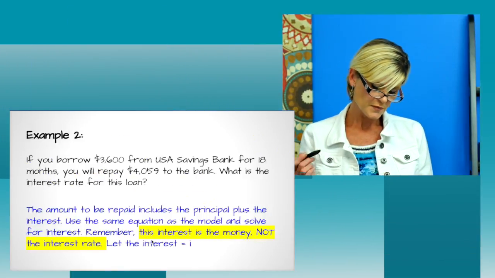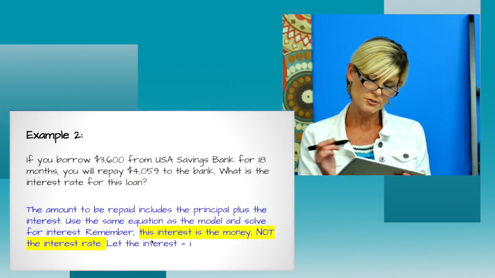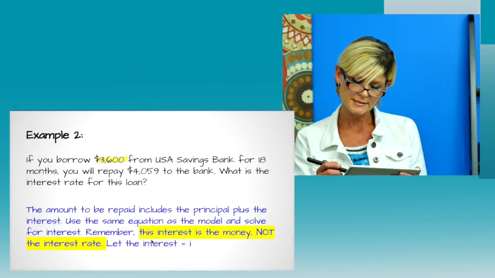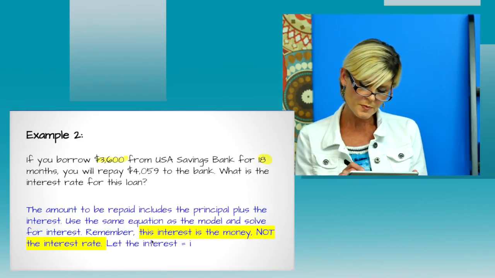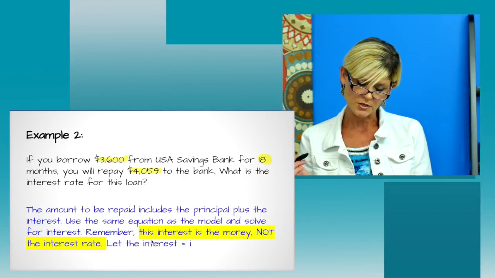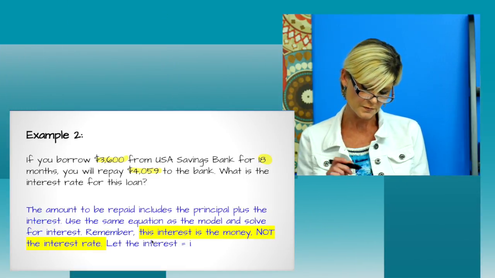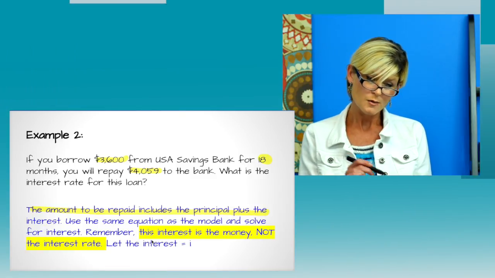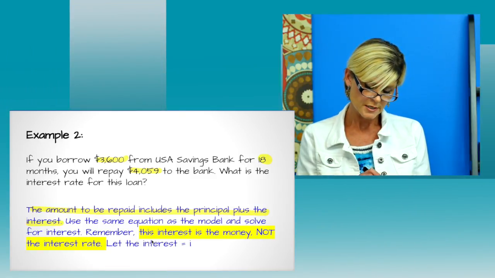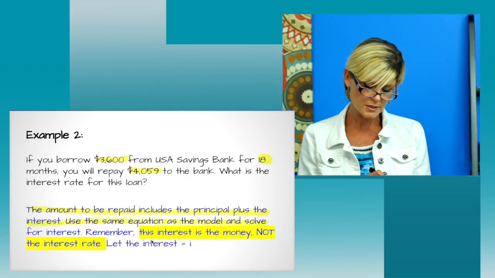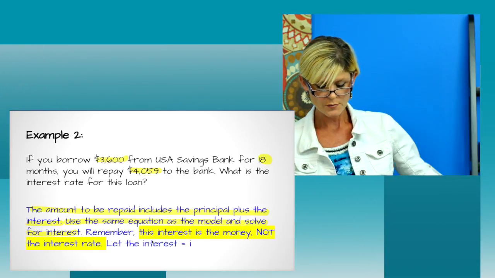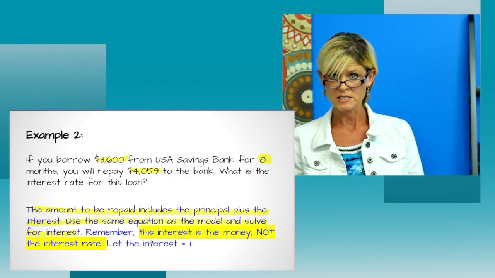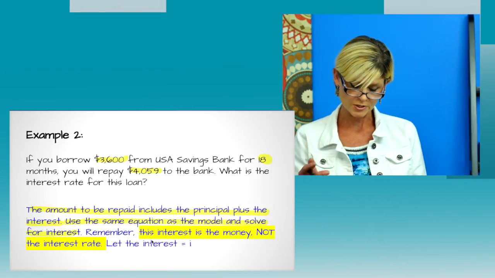Let's try one more example. If you borrow $3,600 from USA Savings Bank for 18 months, you will repay $4,059 to the bank. What's the interest rate for this loan? Now, the amount to be repaid includes the principal plus the interest. Use the same equation as the model and solve for the interest. Now, remember, the interest is the money, not the interest rate. So we're going to let the interest equal I.